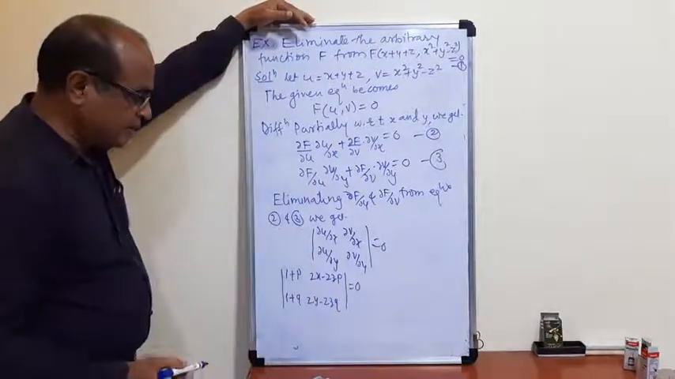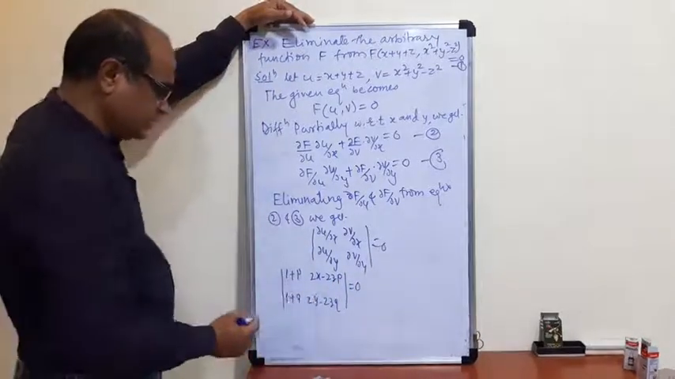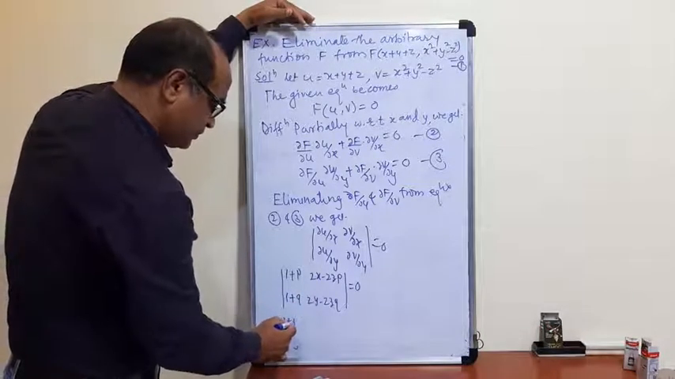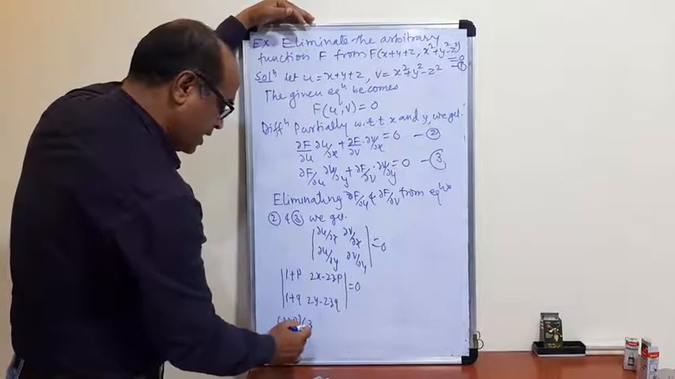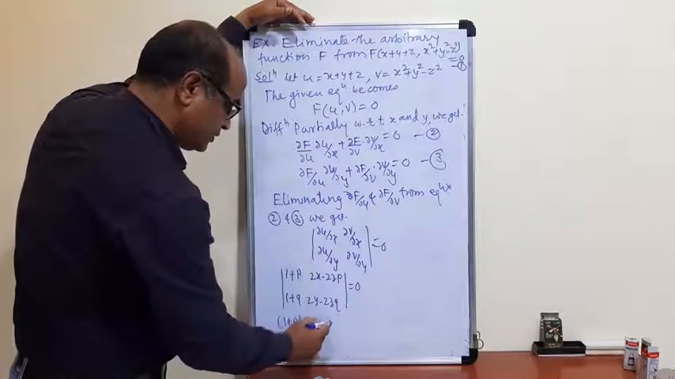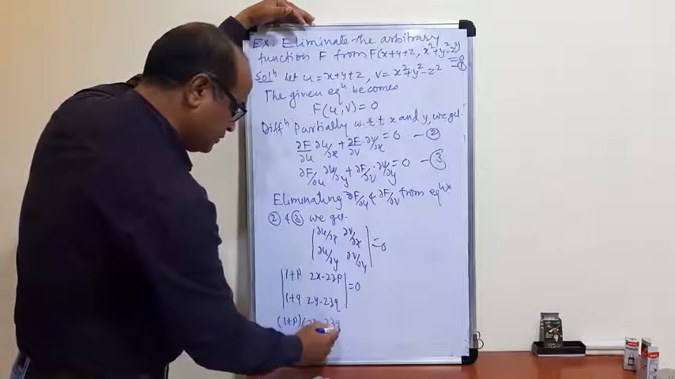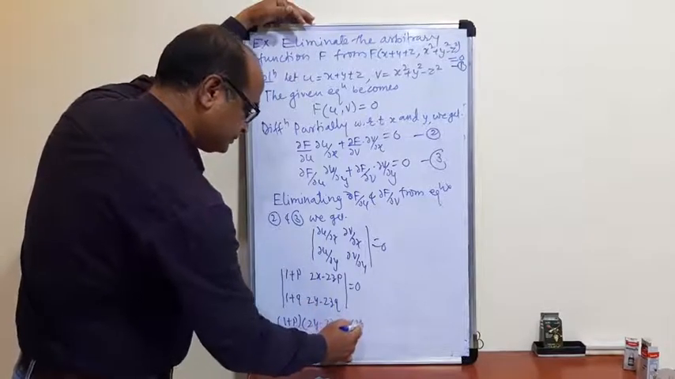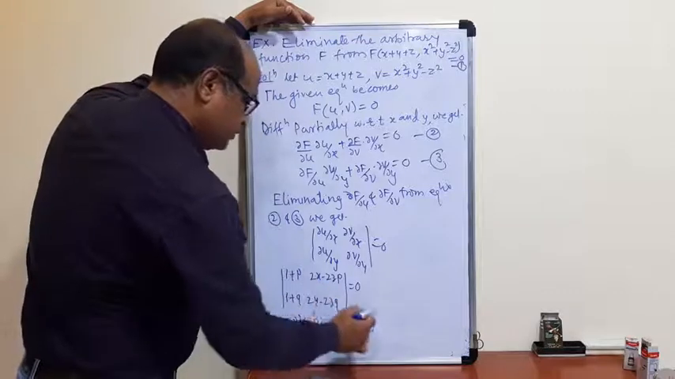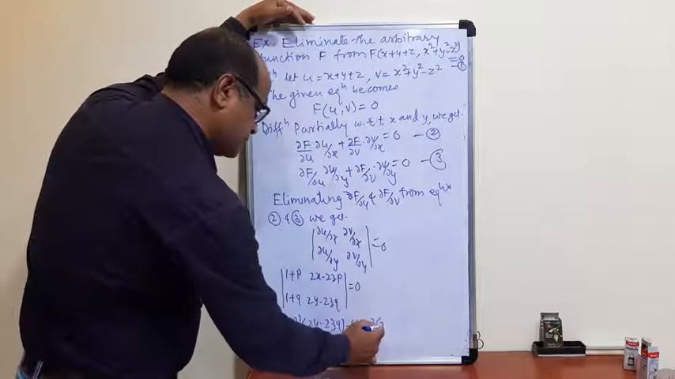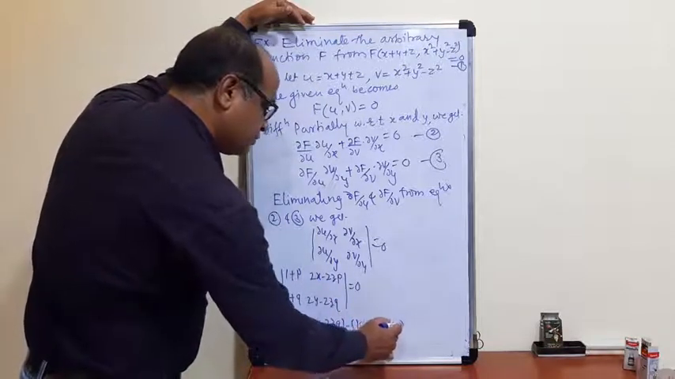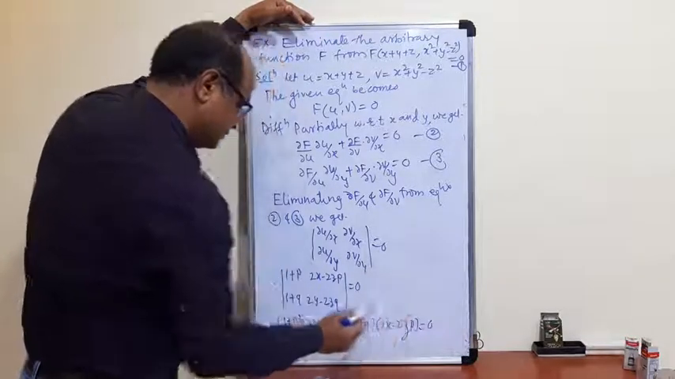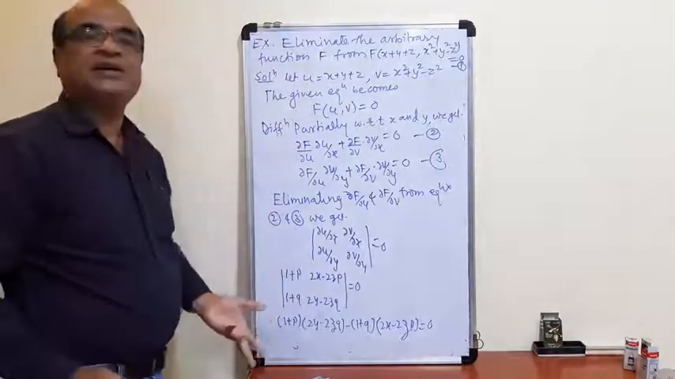Okay. So we solve this equation. So that is 1 plus p into 2y minus 2z q, minus 1 plus q into 2x minus 2z p is equal to 0. Okay. So this is the partial differential equation.